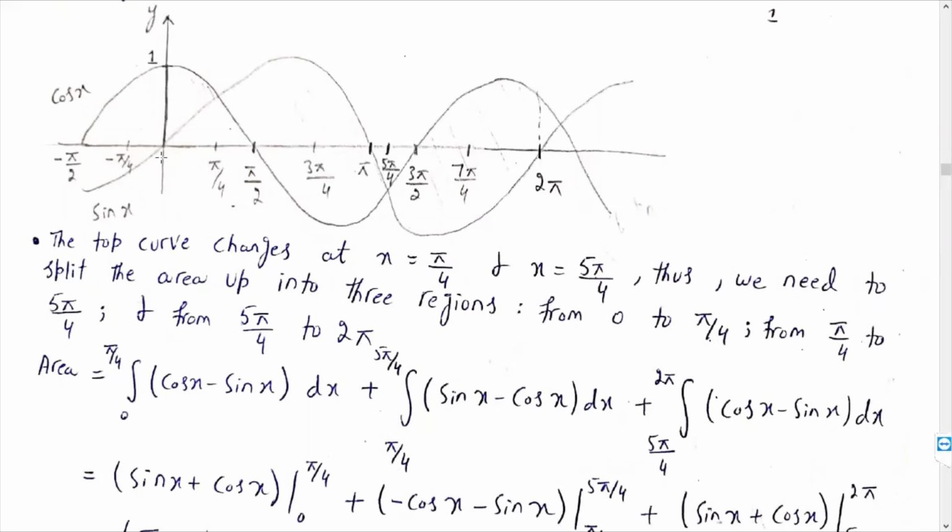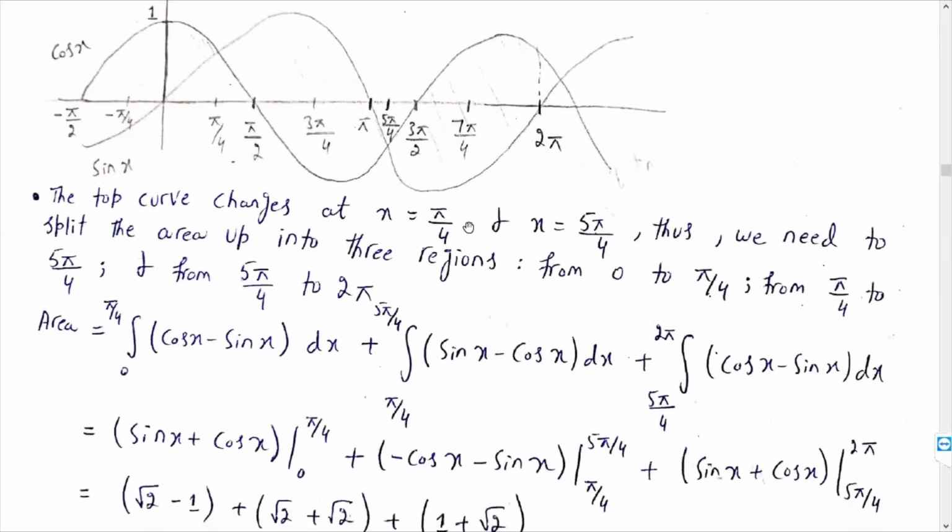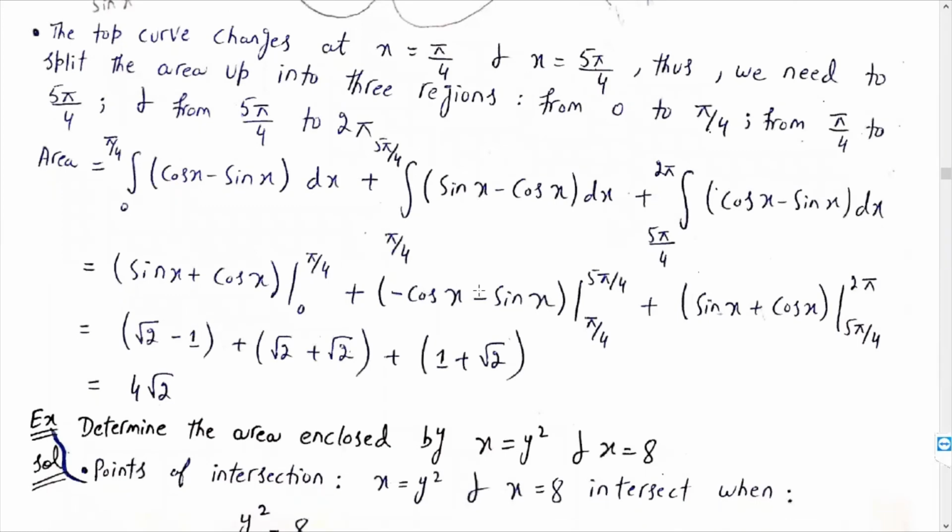So in interval 0 to pi by 4, the cos function is the upper function while the sine function is the lower function. So I'm doing cos x minus sine x. Now the interval is pi by 4 to 5 pi by 4. Now the upper function is sine and the lower function is cos, so it's sine minus cos. Then from the interval 5 pi by 4 to 2 pi, the upper function is cos x and the lower function is sine x. So after integrating the expression and applying the limits, I am getting this value, 4 under the radical 2.